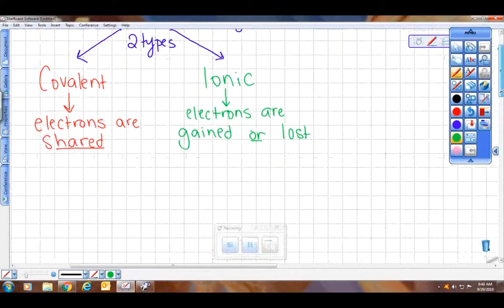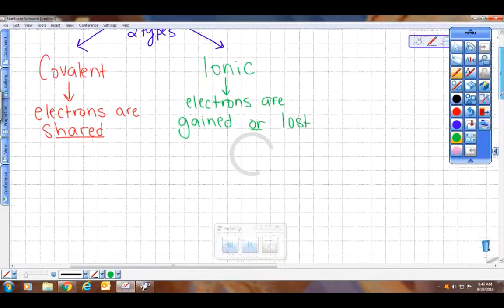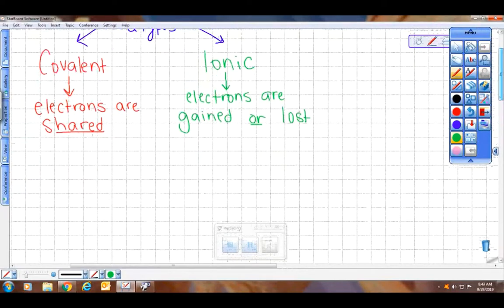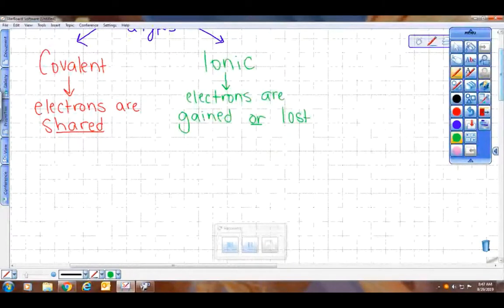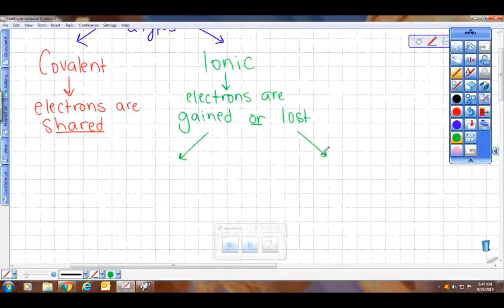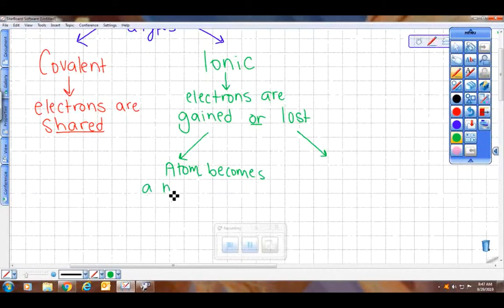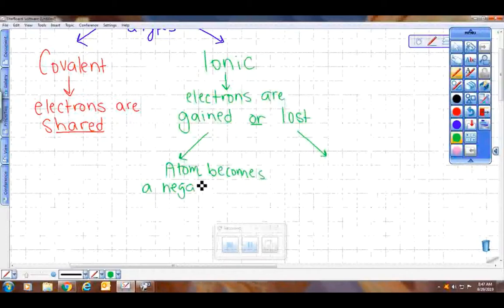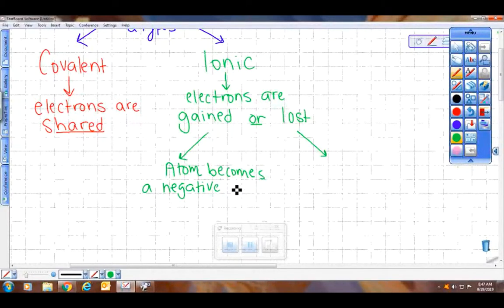Now, we already know that an atom is generally neutral. So all atoms begin as being neutral because they have an equal number of protons and an equal number of electrons. Well, in this case, an atom is gaining, so either adding to the number of electrons or losing electrons. If an atom gains an electron, it is no longer neutral because now it has a charge. When an atom becomes charged, we call it an ion.